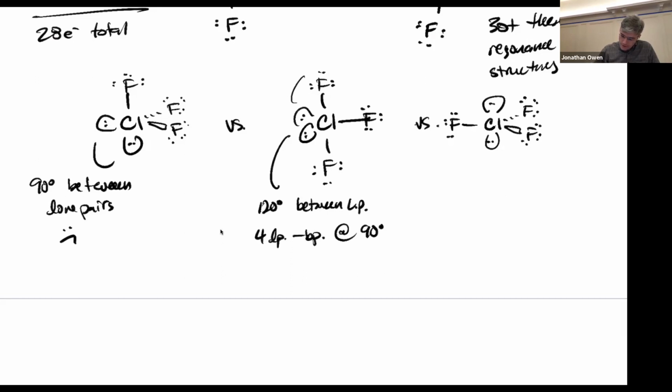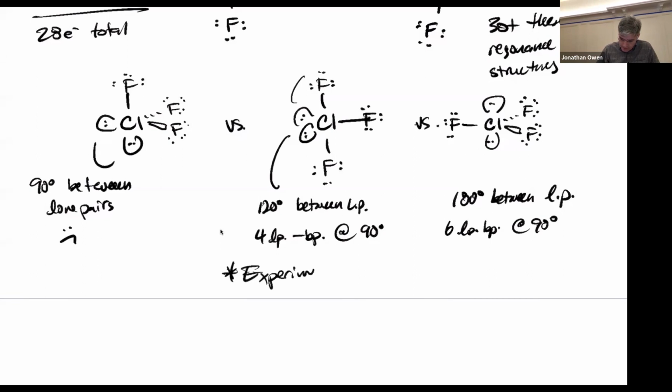Here, we've got 180 degrees between lone pairs, so that's good. But we have six lone pair, bond pair interactions at 90 degrees, so that's bad. Okay, so this guy here turns out to be the experimental structure.